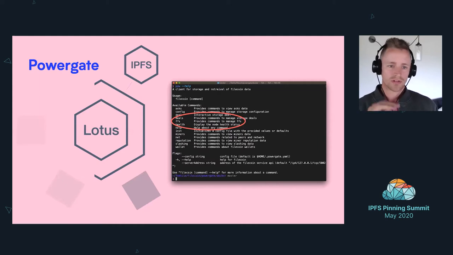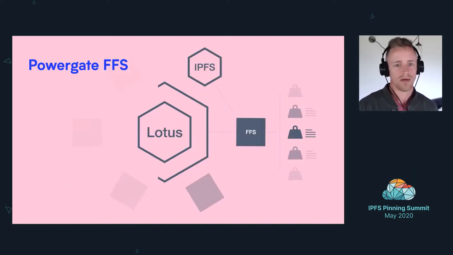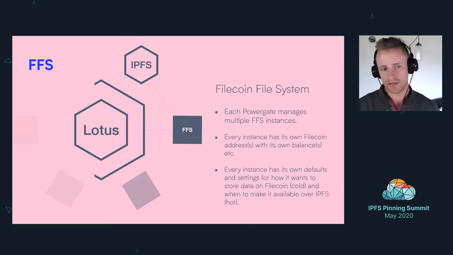So the surface area of APIs in Powergate is pretty broad and expansive, and it actually brings a lot of the APIs that are already available in Lotus and passes them through and makes them available to you. But one area that's going to be of most interest, I think, to people trying to deploy this in systems, is an area called the FFS. The FFS is short for the Filecoin file system, and this is a really important piece of the Powergate stack.